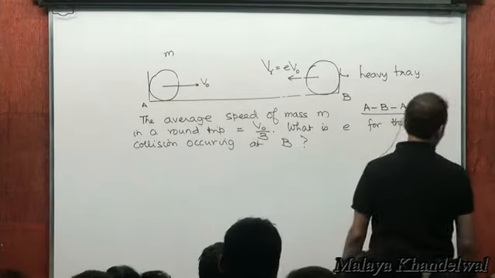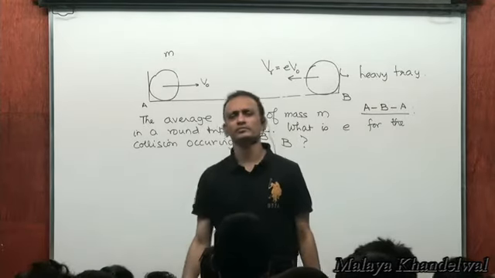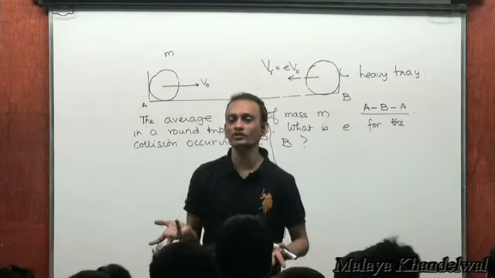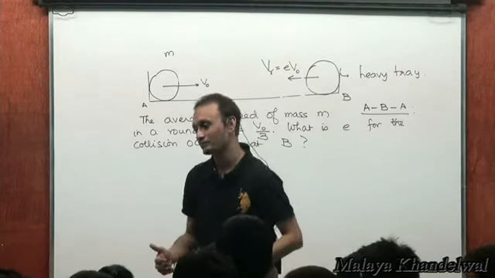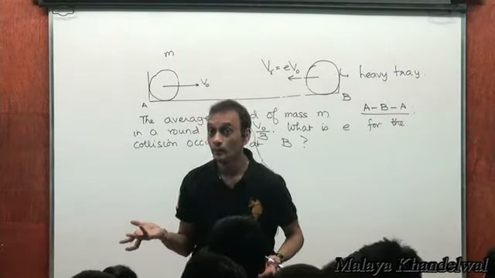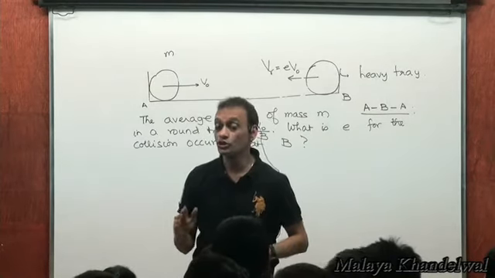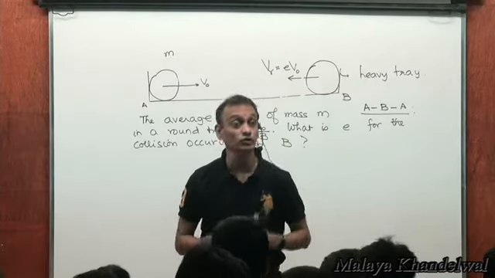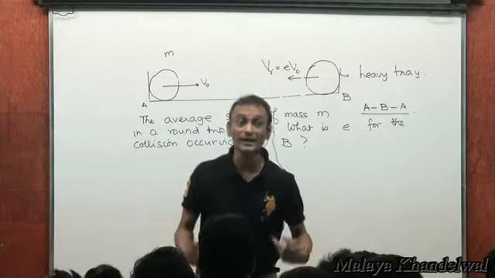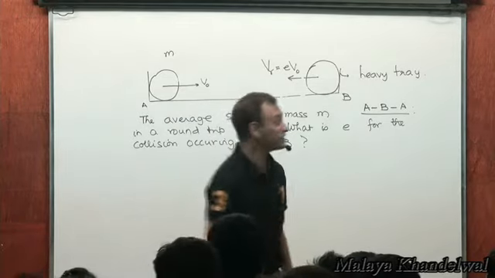Now, what's the average velocity in a round trip? Average velocity is 0 in a round trip, because it is total displacement by total time, and in a round trip total displacement is 0. But if I say average speed, then that's total distance traveled by total time taken.